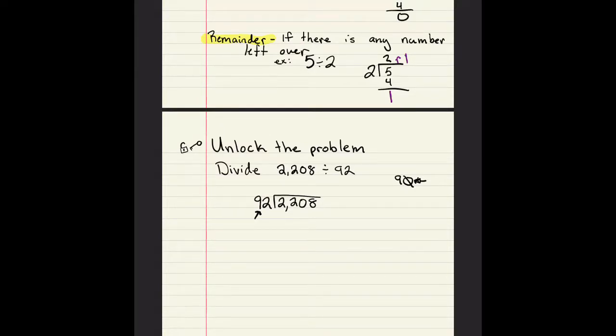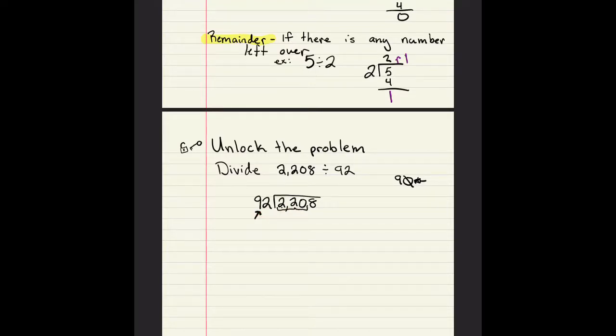And I know, regardless of whether I'm looking at 9 or 92, 92 cannot go into 2, and 92 cannot go into 22, but it can go into 220. So when I'm looking at this, I think, how close can this 9 get to a 2 or a 22? What can I multiply by 9?